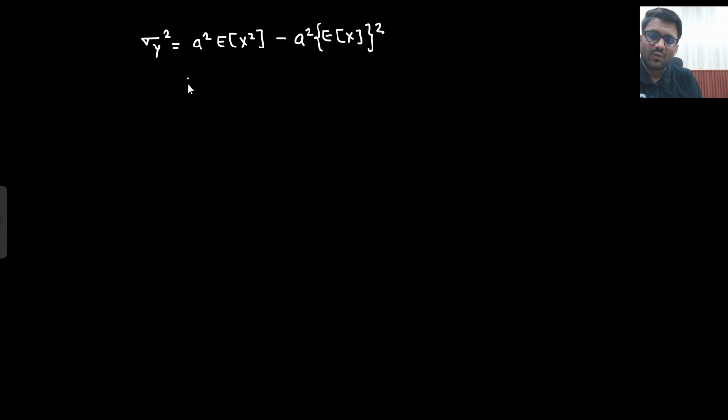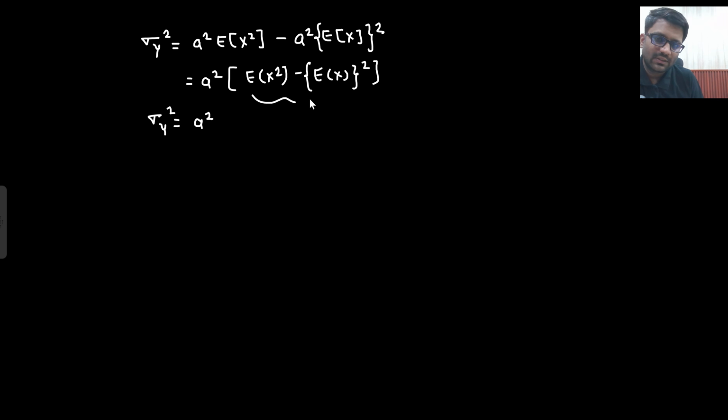Right. Now what you can do, you can take a square common. So what you are getting? If I take a square common, expectation of x square minus expectation of x whole square. This is what I am getting. So your sigma y square is coming out to be a square into, what is this? Sigma x square, right? This is sigma x square. There you go.